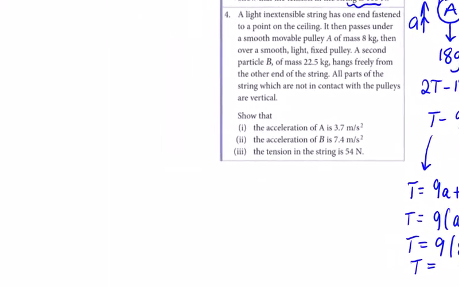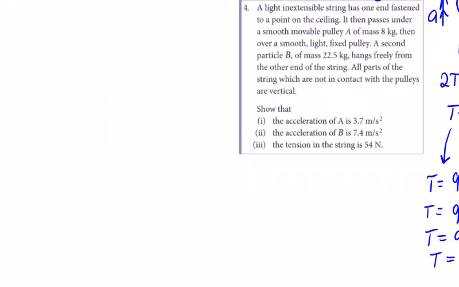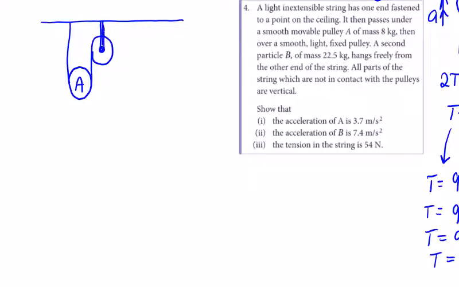Question four, same diagram. Just quickly read through it, it's the same diagram. So we have our ceiling, we have A, hopefully you're better at doing these diagrams in your copy than me. This is our fixed pulley, and then we have B hanging off the other end. So again, B is much heavier, 22.5 and 8 it is. So B is going to have acceleration of 2a, A is going to have acceleration of a. And if we do our equations of motion, we'll have a look at what they're asking for then.